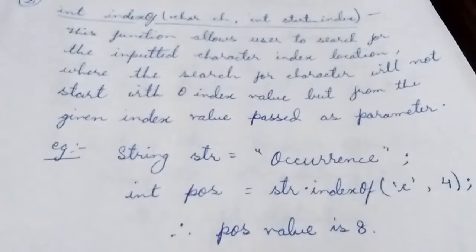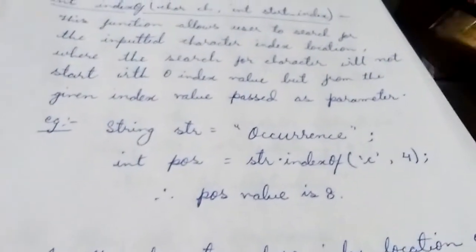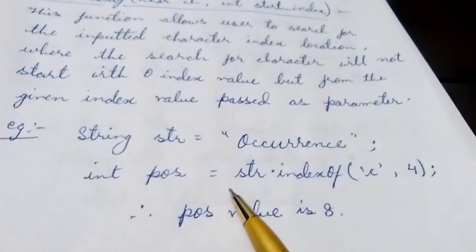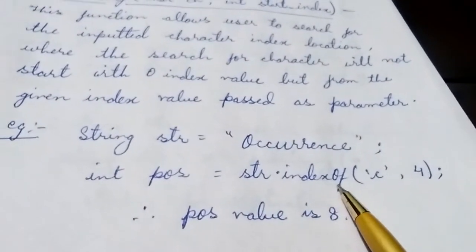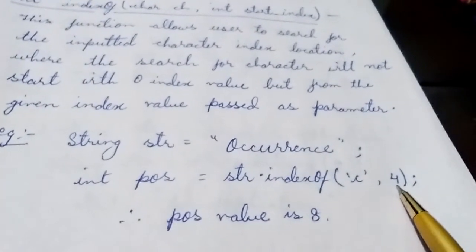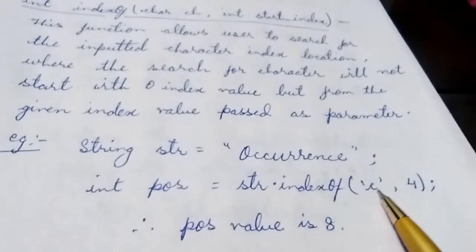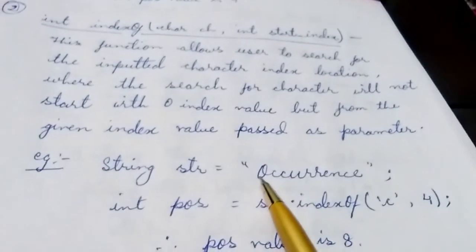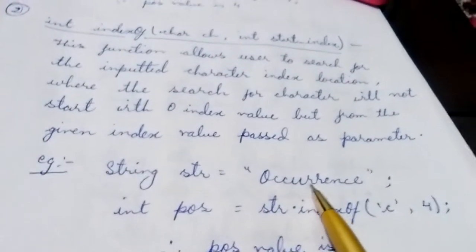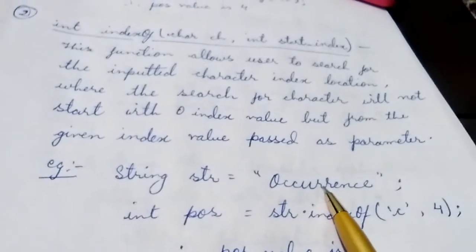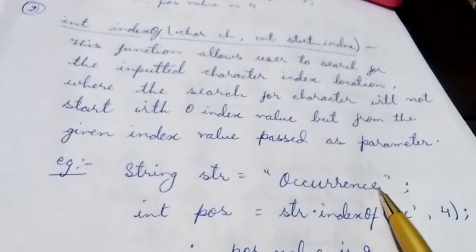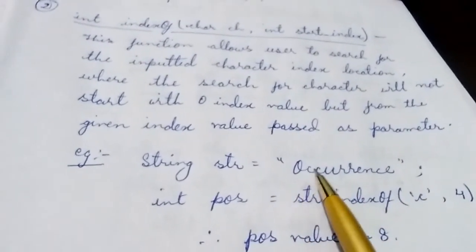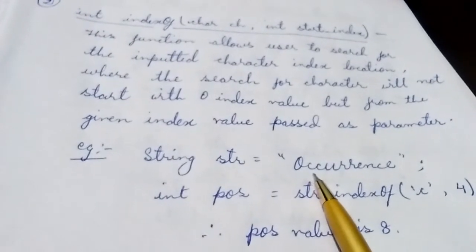So we see here string str equals to occurrence. We again see the string occurrence. Int pos equals to str.indexOf c, 4. It means we want to find out the index location of c, starting with 4. So 0, 1, 2, 3, 4. From 4, that is from r, we want to find out where the c is coming. If we would have used only indexOf c, then it will return 1. That is the first time where the c is occurring.